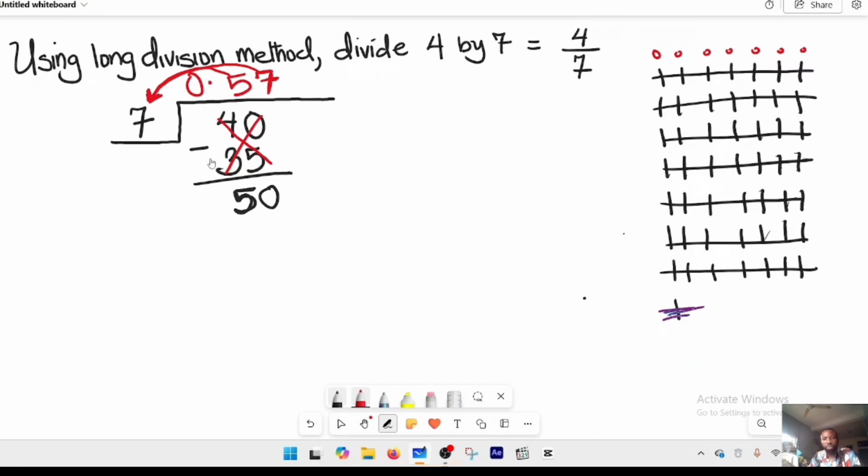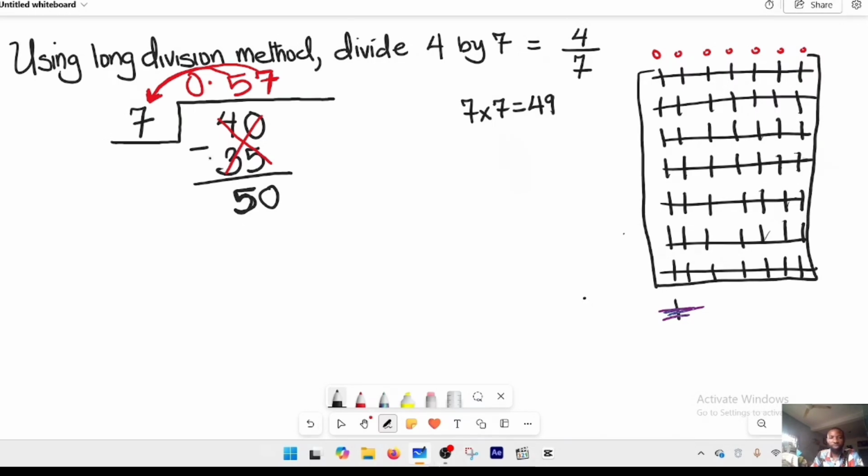What next? We're going to say 7 times 7. What does that mean? It means 7 times 7 gives us what? 49. Just count everything here without the remainder. That's 7 times 7, and it's going to give us 49. If you try it, you'll see it gives us 49. So I'm going to put my 49 here and then subtract.